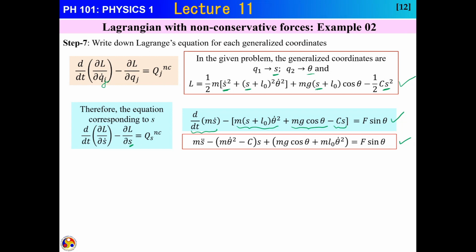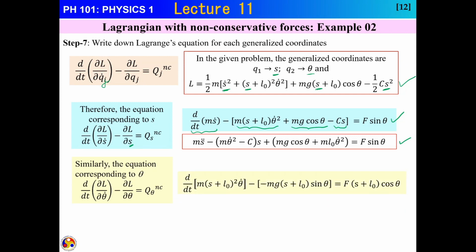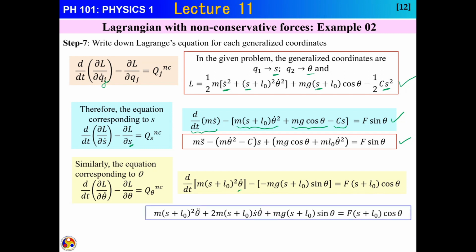Similarly, we can do it for theta. If you do it with theta dot, then this term will come now. So we have d by dt of m (s plus L naught) squared theta dot. The remaining term here for theta will become minus sin theta, and this side is F (s plus L naught) cos theta. Taking that, we will have the final form of the equation, in this functional form, having on the right side the terms related to the non-conservative forces. So this is how you have to solve it.